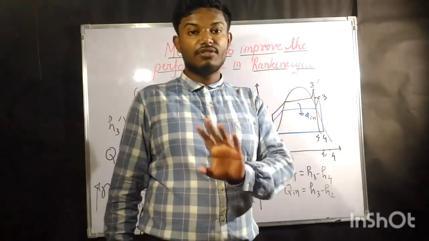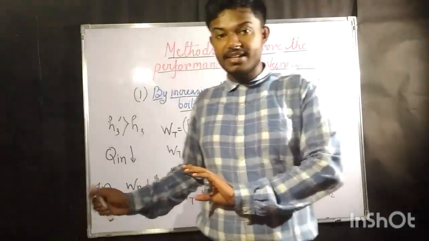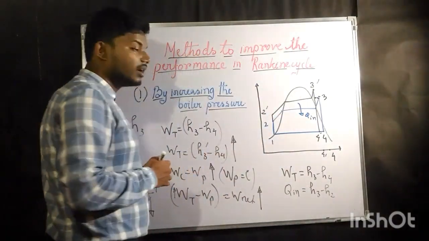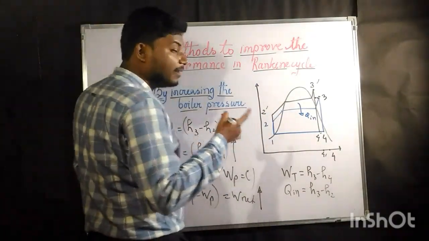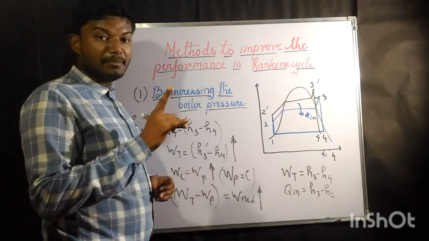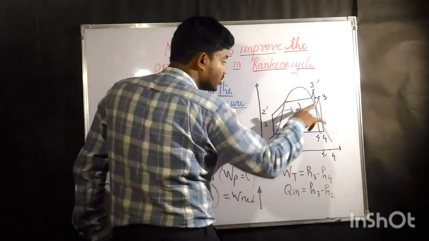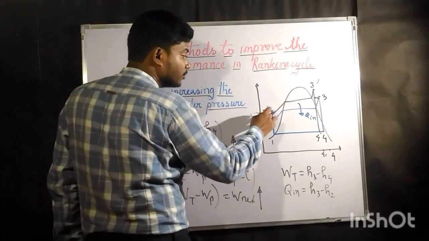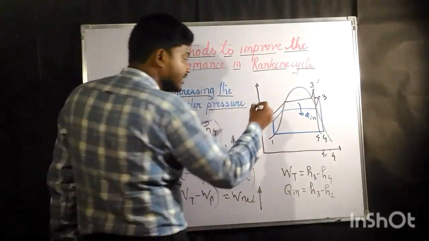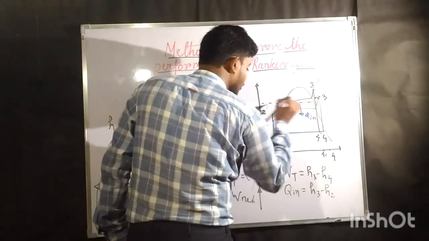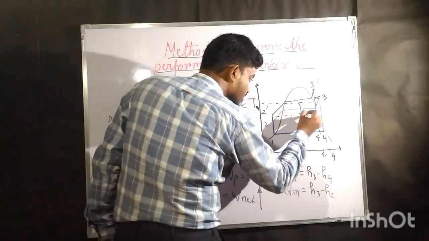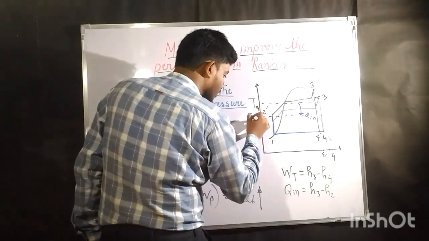And another reason for it having the highest efficiency by increasing the pressure is, due to the increase of this pressure, what is going to happen? The mean temperature of heat addition for process 2 to 3 is going to be lesser than the mean temperature of heat addition for process 2 to 3 dash. Okay, the mean temperature for the second process would be somewhat here, and the mean temperature for heat addition would be somewhere here.